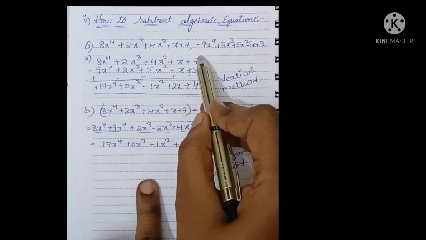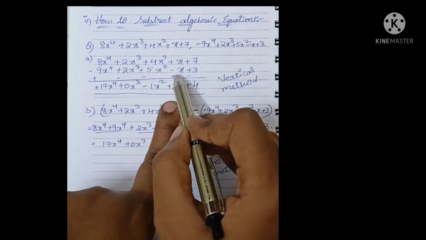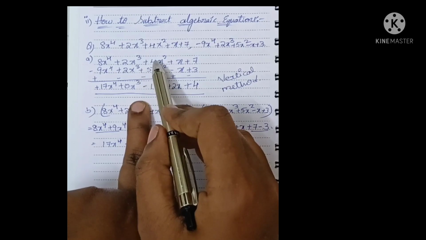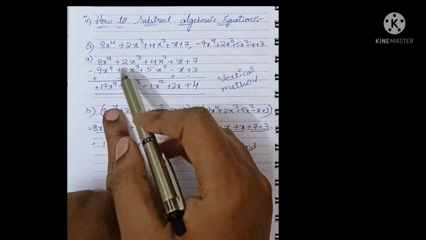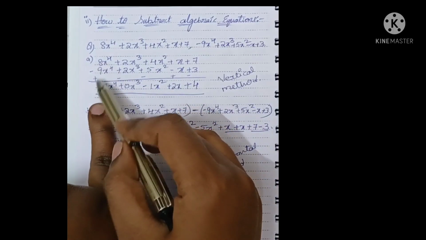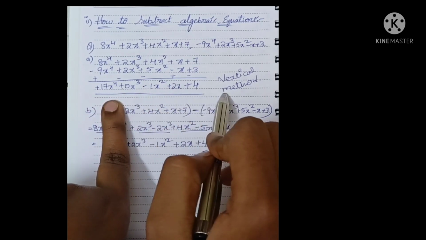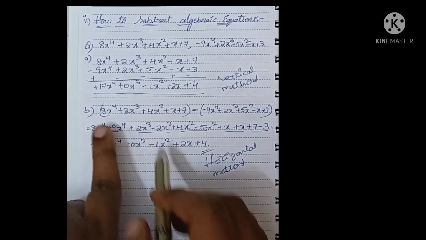So 7 minus 3 is 4, x plus x is 2x, plus 4 minus 5 is minus 1 x square, 2 minus 2 is 0 x cube, 8 plus 9 is 17x power 4. This is the vertical method. Now let us see the horizontal method.